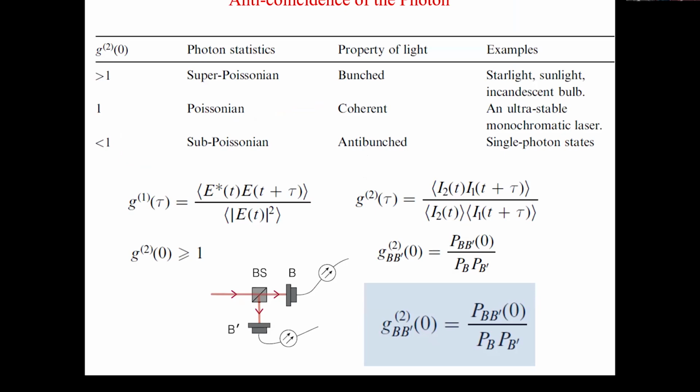P(B, B prime) will be equal to P(B) multiplied by P(B prime) because B and B prime are two independent events. If you have two independent events, what's the total probability? It's the probability of each multiplied by the other, so this term will become equal to 1. If B and B prime are independent events, which is the case for classical light, not single photons, then this will be equal to 1. I will show you that this is equal to 1 for pure classical, coherent light. For quantum light, it's 0.